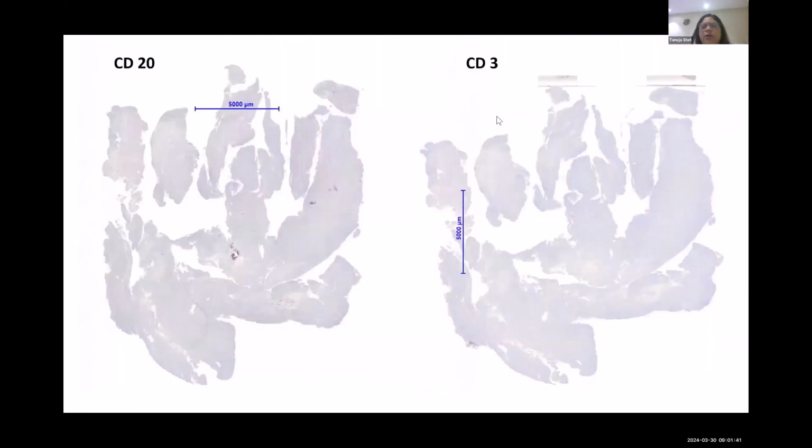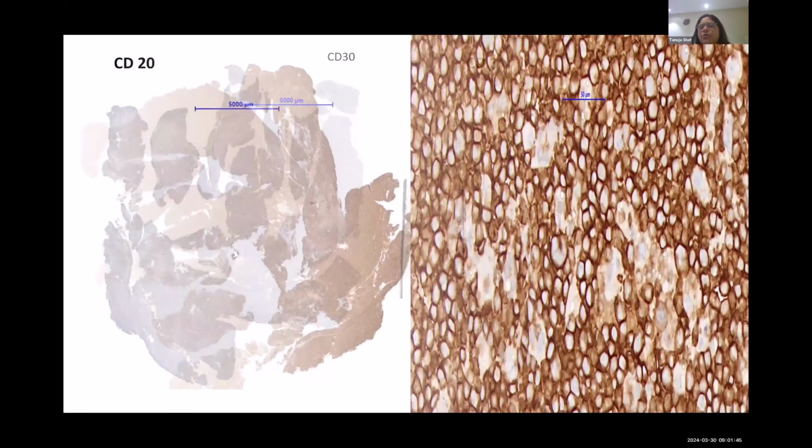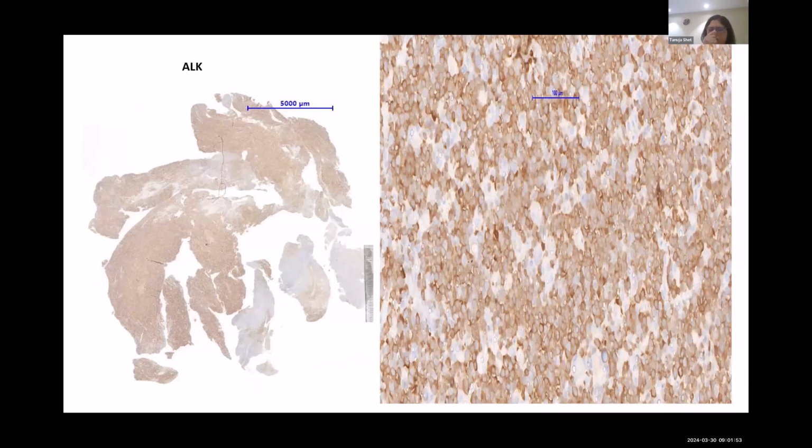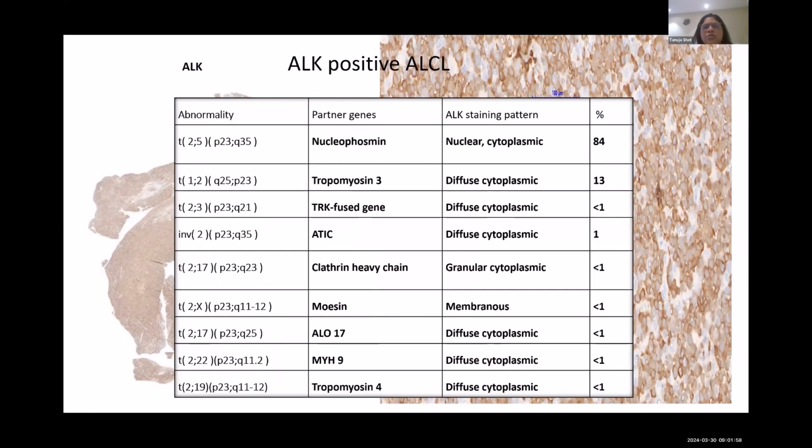When you do CD3 and CD20, both are negative. It has a null cell phenotype. So the next marker you do is CD30. And here you can see a very nice complete membrane and Golgi staining pattern, which is classical of anaplastic large cell lymphoma. When we do an ALK, this is a cytoplasmic ALK. The ALK staining depends on the type of translocation. If you have nucleophosmin, then you get nuclear. Otherwise, most of them have cytoplasmic kind of staining.